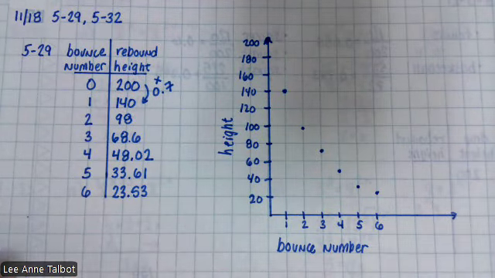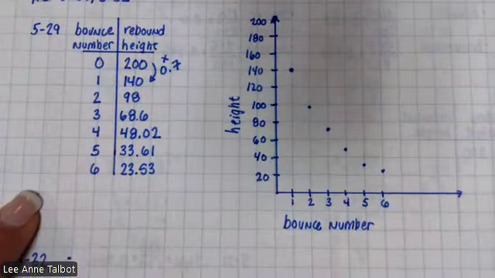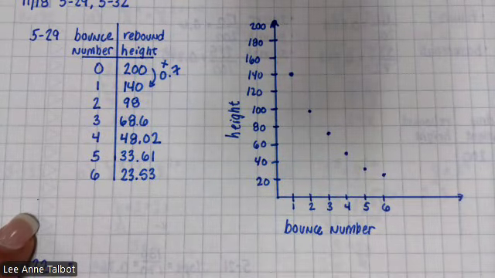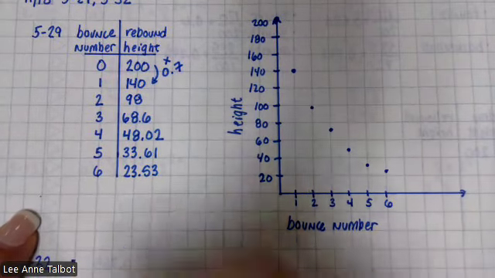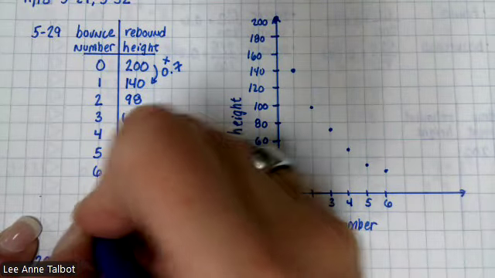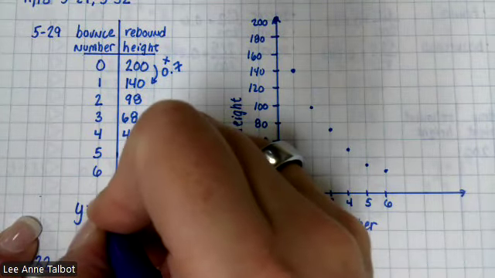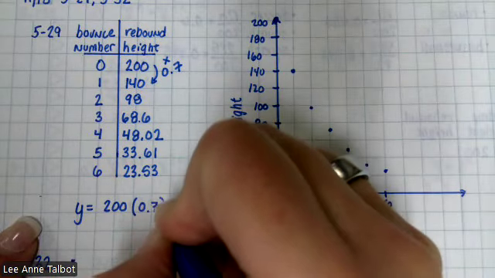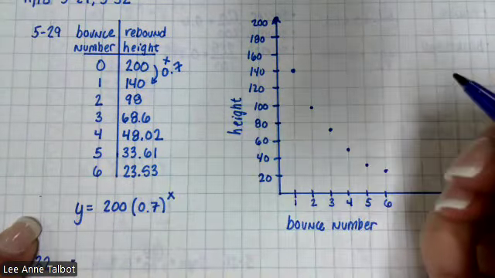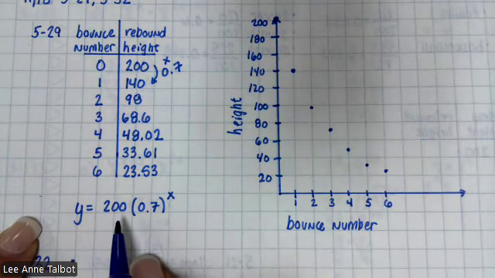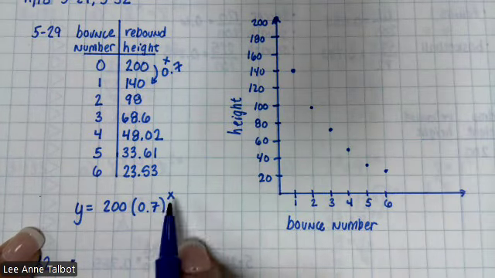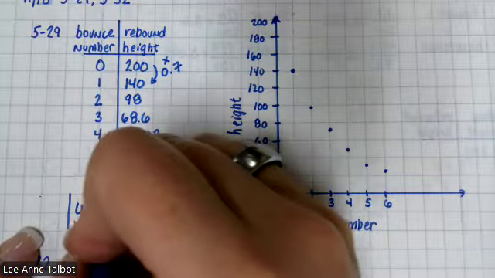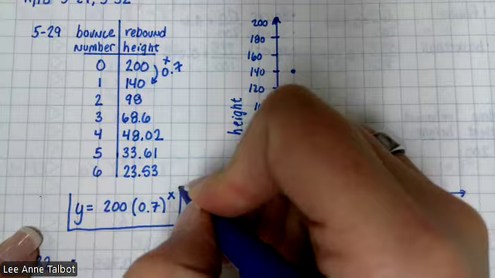Okay. This has an equation. So I'm going to remind you of the equation. We worked on this on the bunny problem. It's y equals the start times the multiplier to the x. So start times the multiplier to the x.